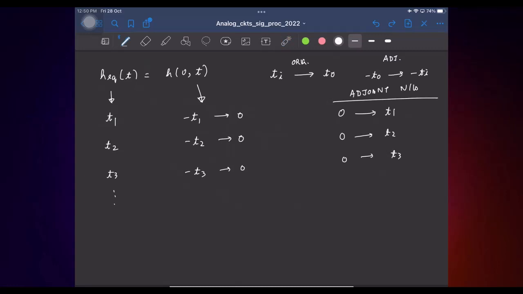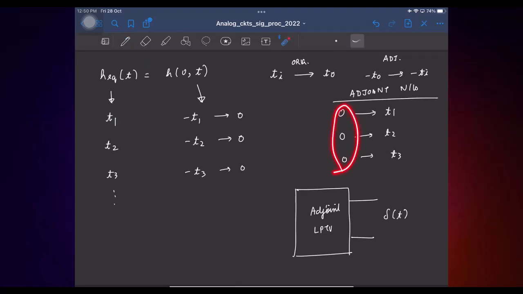Exactly. So you should form the adjoint network. At the output of the adjoint network, I will apply an impulse, voltage or current, depending on what you are doing. It is applied at t equal to 0. And I observe the response for all time, and that response directly gives me this equivalent LTI filter's impulse response. Is that okay?